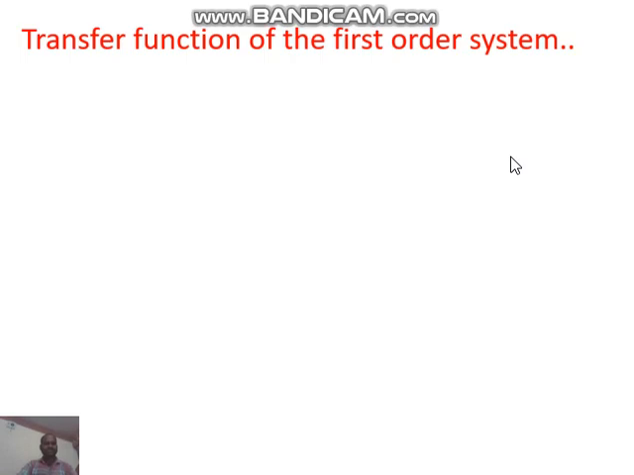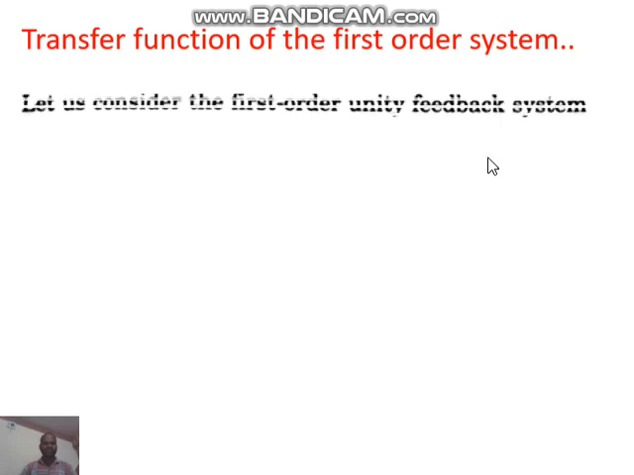Initially, we find out the transfer function of the first order system. So consider the first order system. Let us consider the first order unit feedback system. Here I mentioned unit feedback. Unit feedback means the feedback path consists of 1. That means there is no block in the feedback connection. Why do I take this condition? Because it is very easy to calculate the transfer function of a system. That's why, in general, we take unit feedback systems.